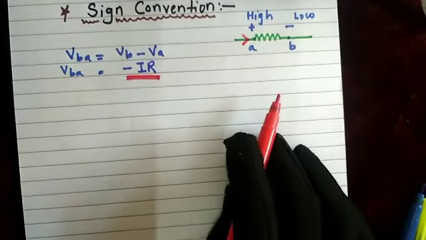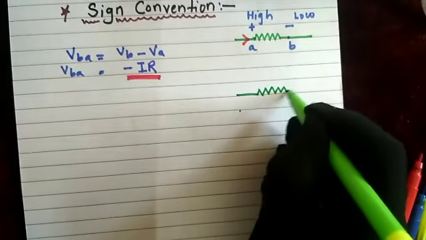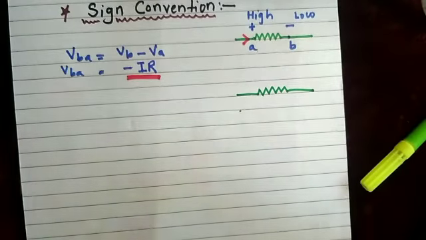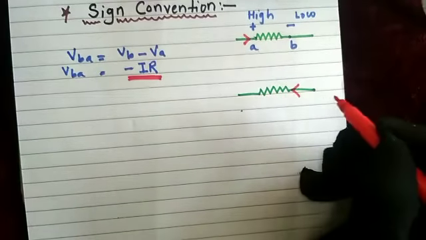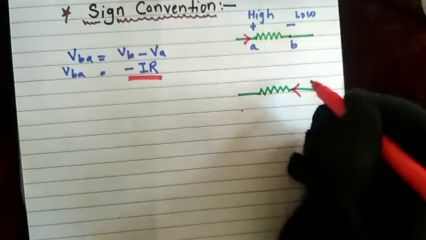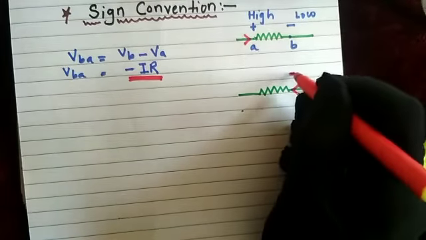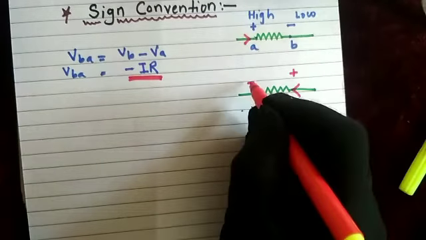Similarly, consider a resistance where the direction of current across this resistance is like this, opposite. Now the resistance will get some polarity. This terminal will be positive and this terminal will be negative. That means this is high and this will be low.